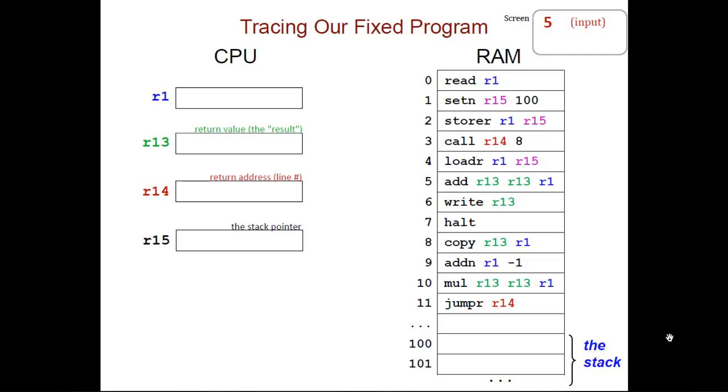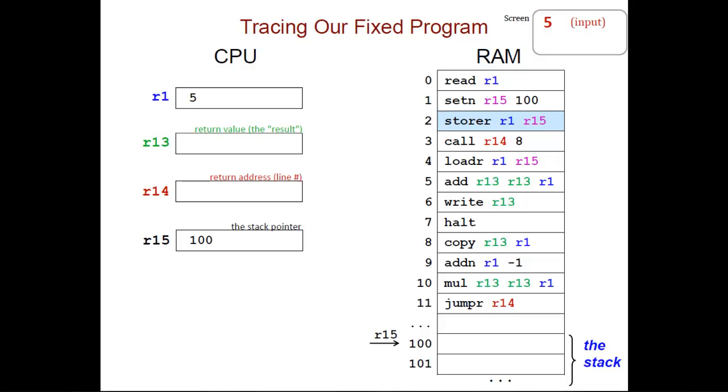So let's trace through our fixed program and see how it works. So we start by reading the user's input, which we assume here is 5, into R1. We then initialize the stack pointer, R15, to be 100 using a setN instruction. And I'm going to show where the stack pointer is pointing using this little arrow. So you can see that the stack pointer, because there's 100 here, is essentially pointing to this part of RAM. And so that's where the stack is going to go.